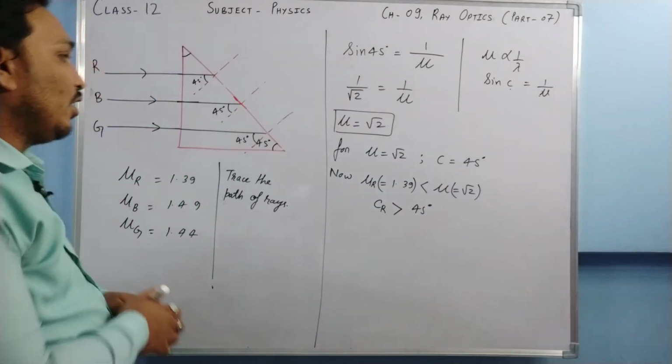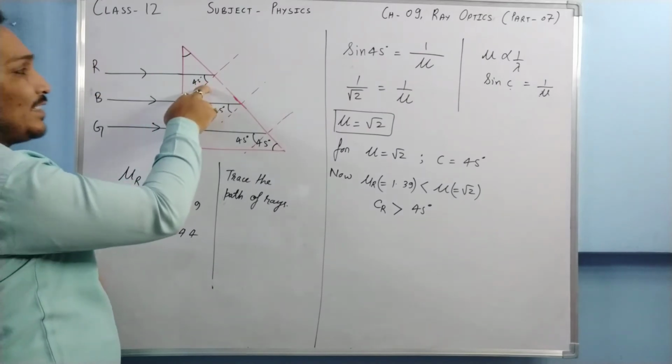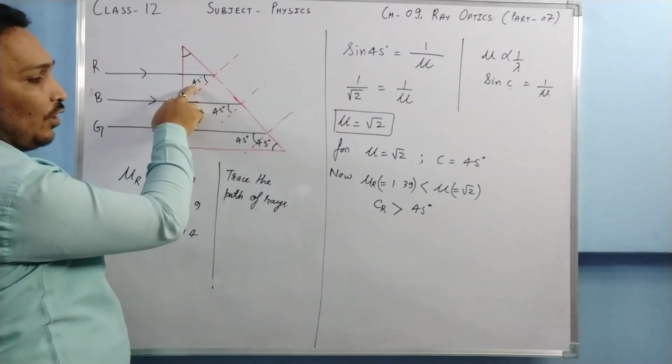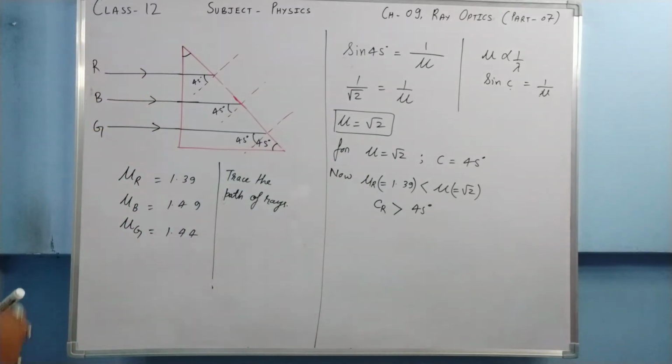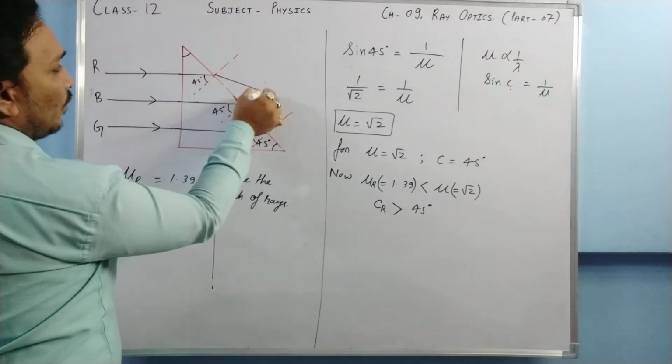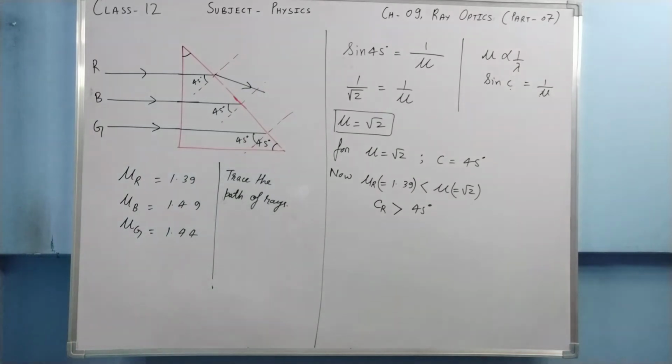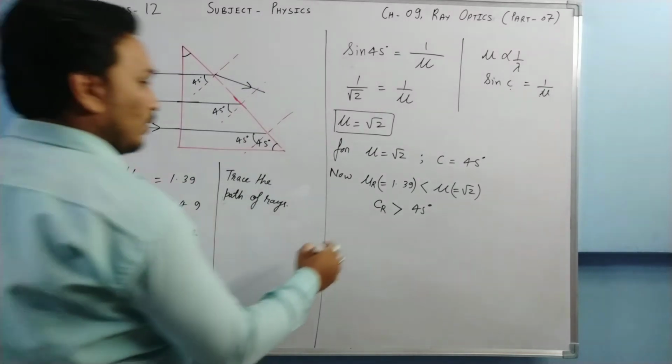So the angle of incidence for red color, 45, is less than the critical angle, which is greater than 45. So what will happen? Red color will refract and it will go into the other medium. Okay, now let us come to blue color.